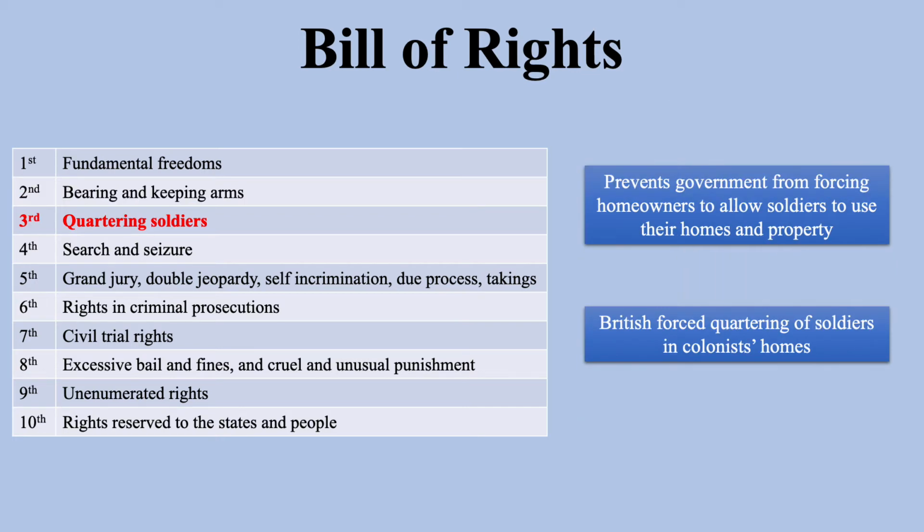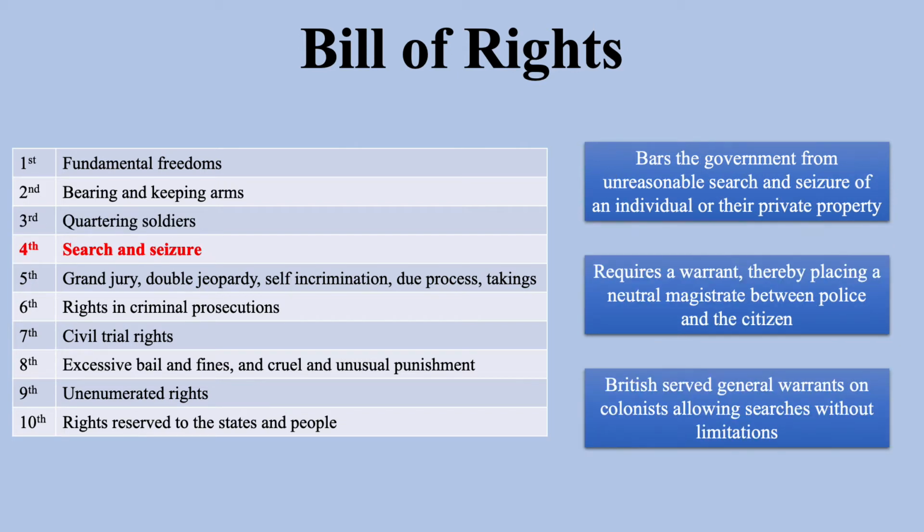The Third Amendment arose from anger caused by the King of England requiring the colonists to feed and house British soldiers. This amendment to the Constitution prohibits the federal government from ever repeating the same injustice on American citizens. The Fourth Amendment applies to arrests and searches of citizens, their homes, or other private property. It prevents such an action without a warrant and places a neutral magistrate or judge between the police and citizens in conducting such arrests and searches.